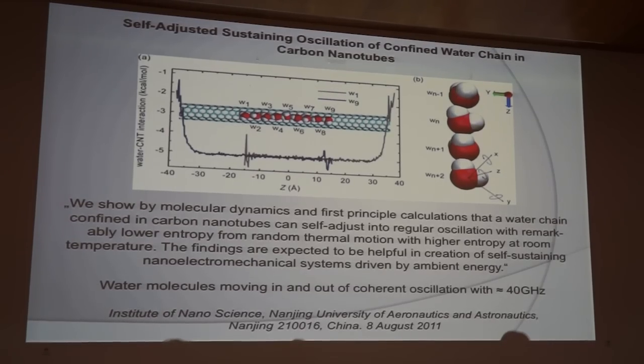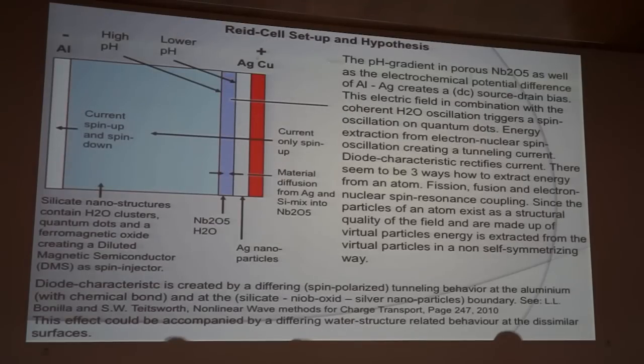We show by molecular dynamics and first principle calculations that a water chain confined in carbon nanotubes can self-adjust into regular oscillation with remarkably lower entropy from random thermal motion with higher entropy at room temperature. The findings are expected to be helpful in creation of self-sustaining electromechanical systems driven by ambient energy. Now let's get a bit more in detail into the hypothesis and setup.